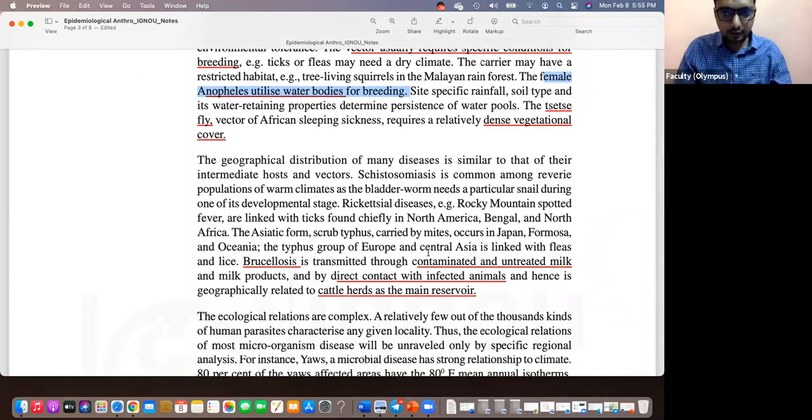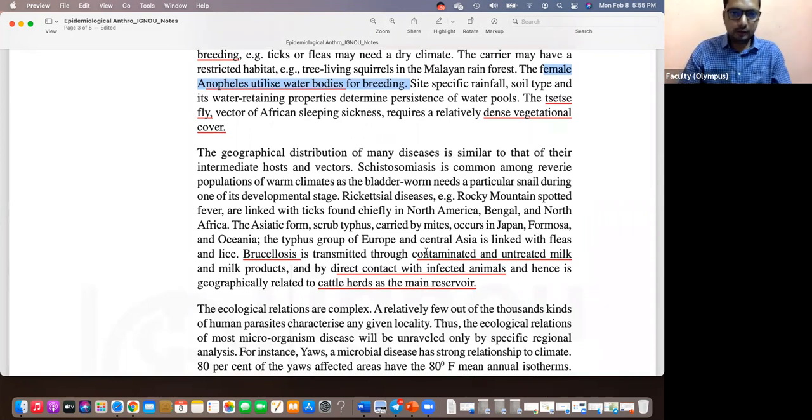You can also pick up examples of how the geographical distribution of many diseases correlates with where these scenarios exist. For example, brucellosis. Brucellosis is a bacterial infection. Infection spreads through contaminated and untreated milk, cattle milk mostly. Wherever cattle are, wherever domestication is common, keeping cattle is common.